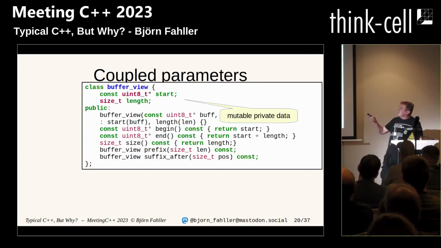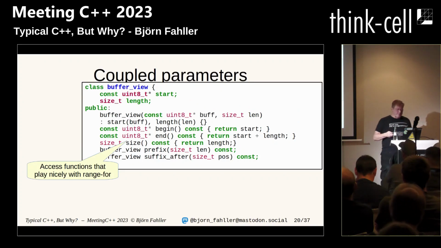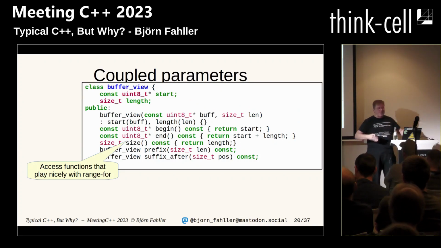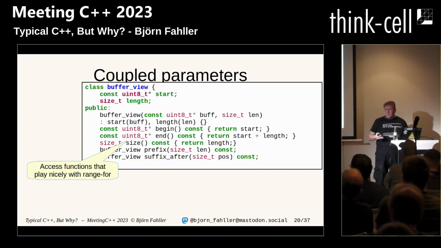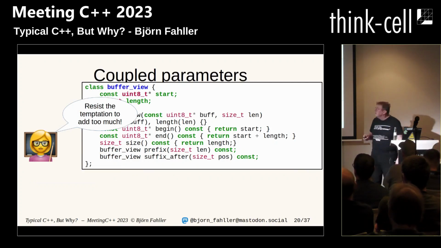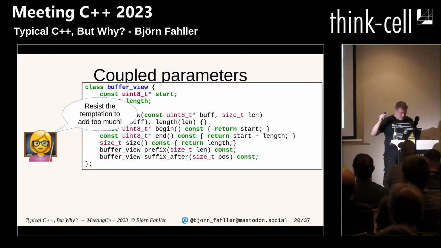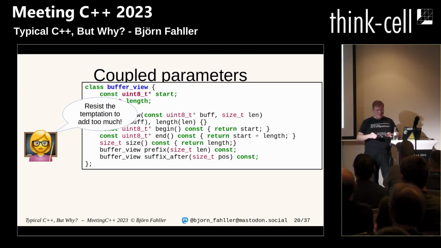We have our buffer view that has the private members, but now they are mutable. And we need some way to access the underlying data. I choose to have begin and end because that plays nicely with STL algorithms and range for. And for the love of everything that is sacred, please show restraint here. Don't write more than is needed. Write exactly what you need right now, nothing more.